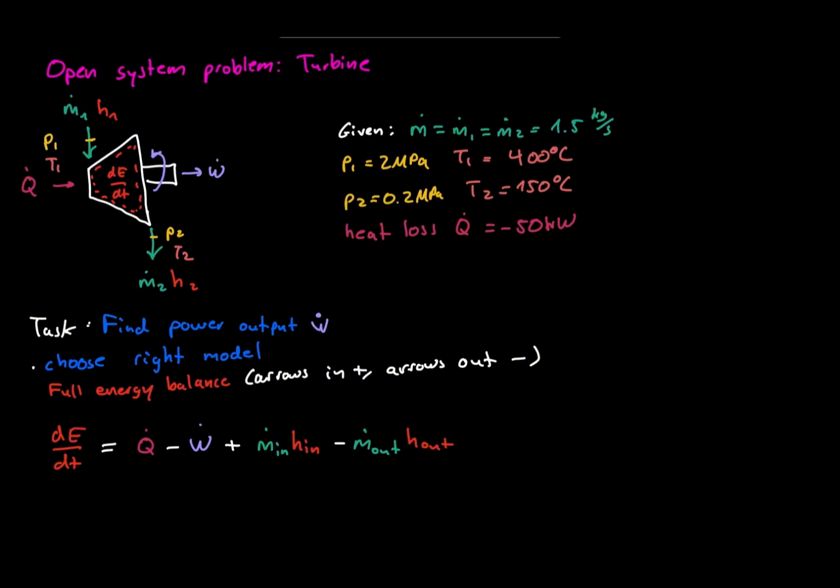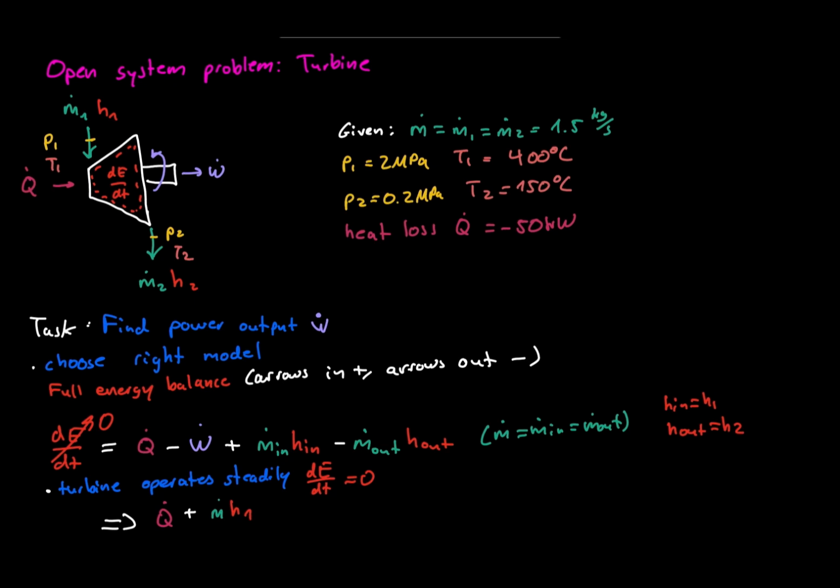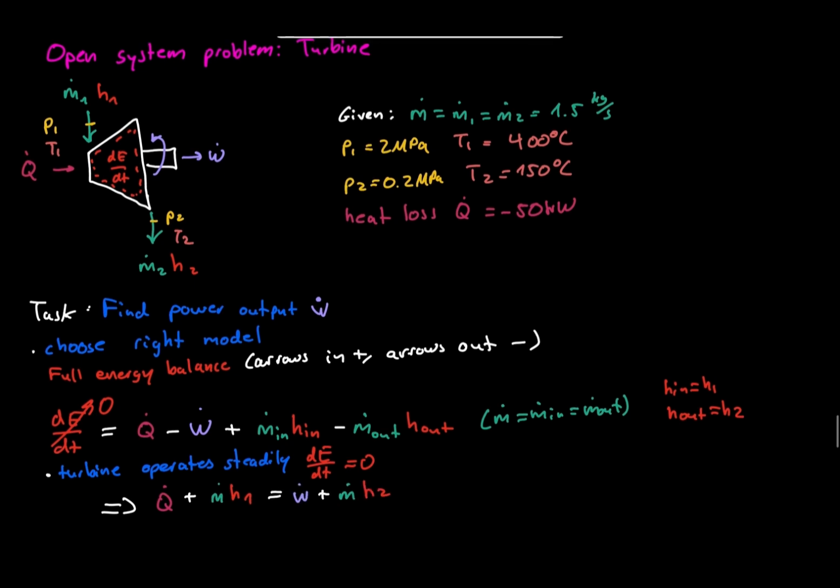Now we simplify. The turbine operates in steady state. That means nothing changes over time. So the energy inside the system stays constant. This means the change of energy is zero. So energy going in must equal energy going out. The equation becomes much simpler. Heat plus incoming mass energy equals work plus outgoing mass energy.